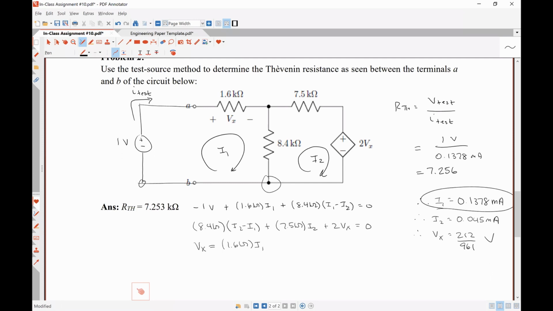I forgot it's milliamps. So if you're dividing by milliamps, that's going to give you kilo ohms. So a little bit of rounding error, not a big deal there. So that is a perfectly sufficient way to solve that problem.